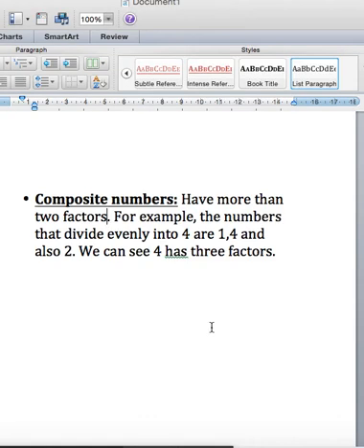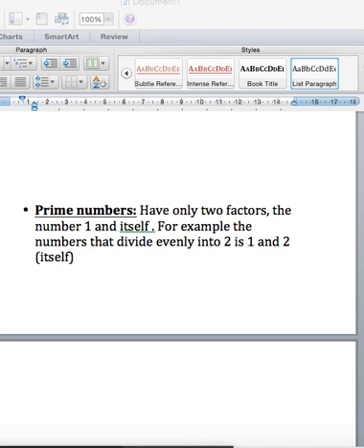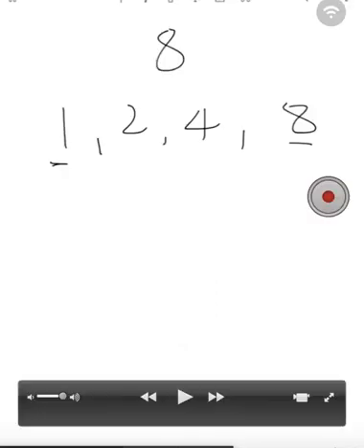So composite numbers are the opposite to prime numbers. And let's move on to that. So prime numbers have only 2 factors, the number 1 and itself. For example, the numbers that divide evenly into 2 is just 1 and 2. So prime numbers can only have 2 factors. So let's look at an example. We'll use 2. So I'll just clear the page.